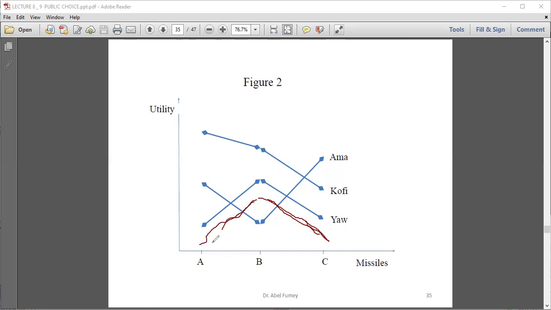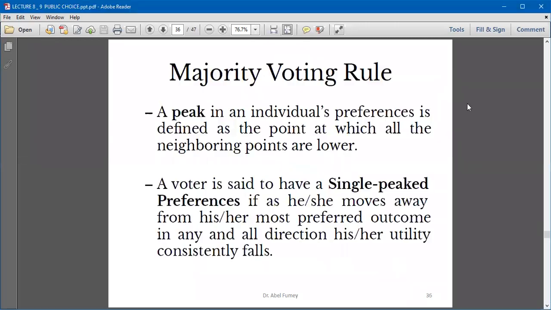My mouse isn't good. So here too, we see that Amma will be having a single peak, just like Yao and then Kofi. So if it happens like this, then we are able to get the ultimate choice, or the ultimate outcome. But whenever the preferences are double peaked, then we enter into the voting paradox. So this is the definition for the peak. The peak in the individual's preference is just the point at which all the neighboring points are lower. So if you take A and A is the peak, then if you move to B, B should be lower. If you move to C, C should be lower than A.